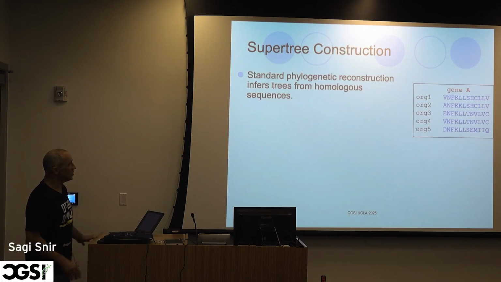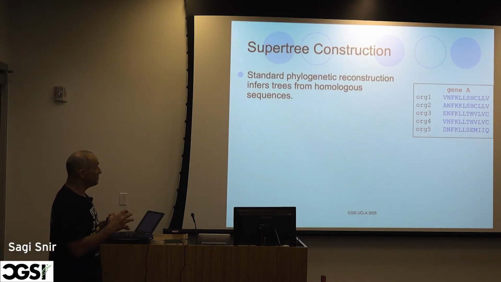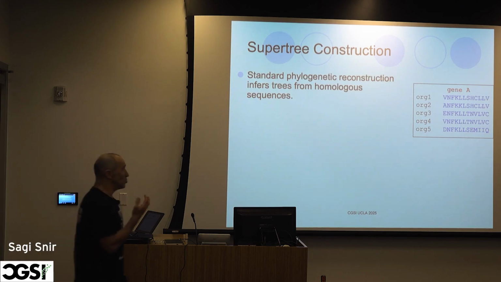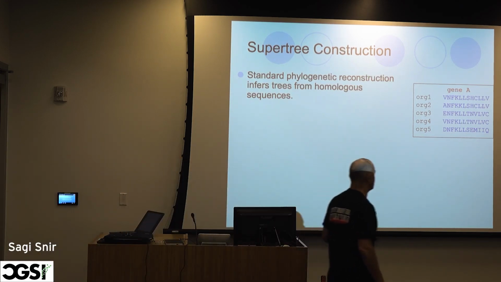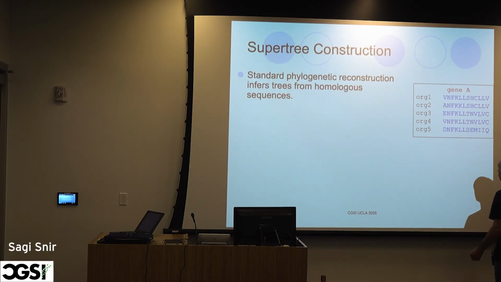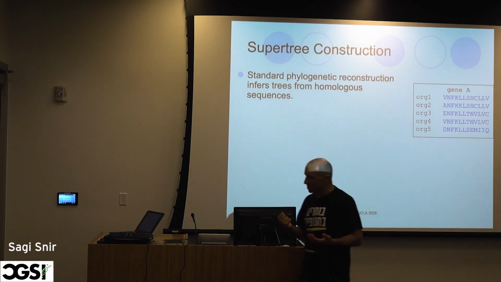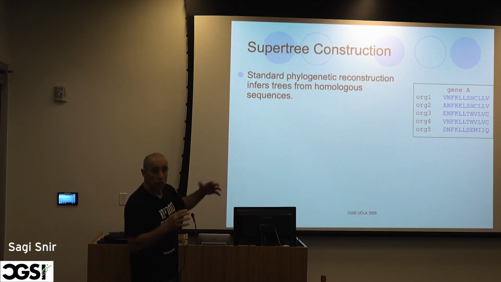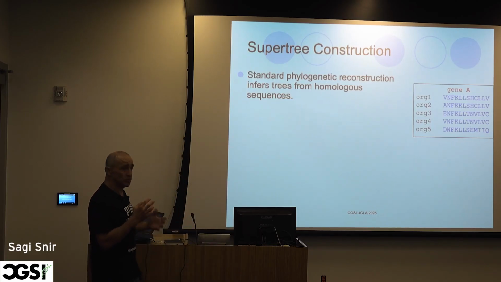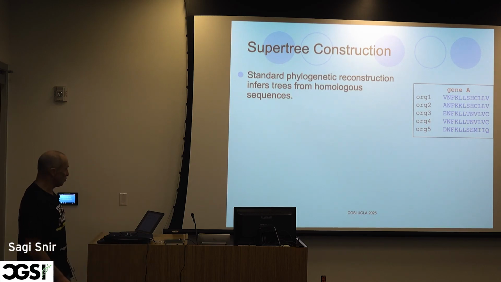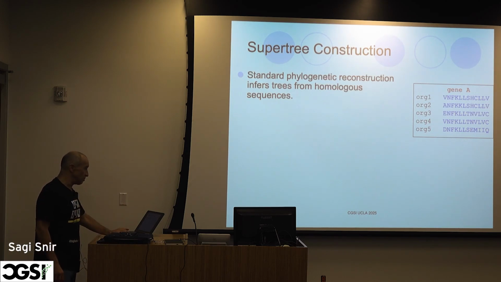So what is supertree construction? In standard phylogenetics, if you follow Tandy Warnow's important talk about alignment, you can see it as an alignment. It's the most basic thing in comparative genomics. We take orthologous sequences, sequences that come from a given gene, gene A, and we take that gene from all these organisms and we compare them.